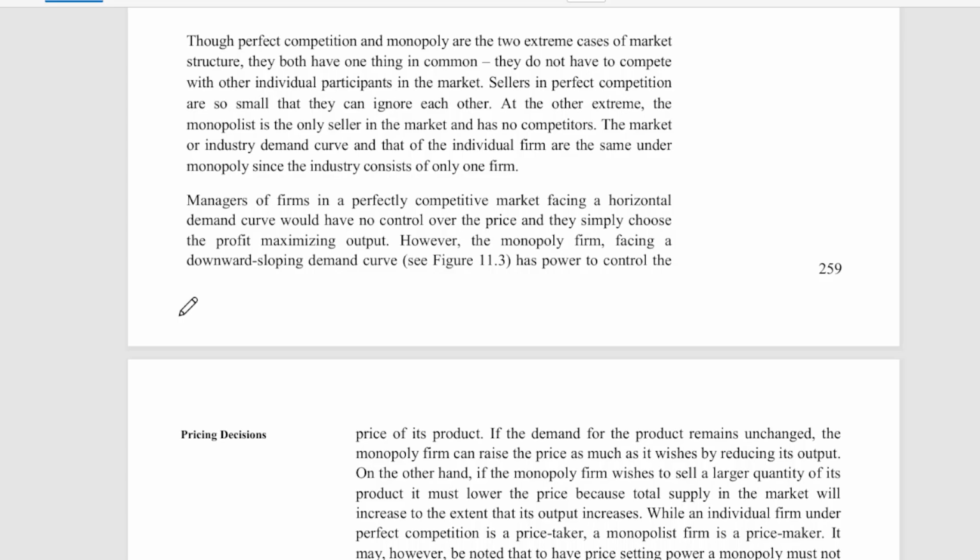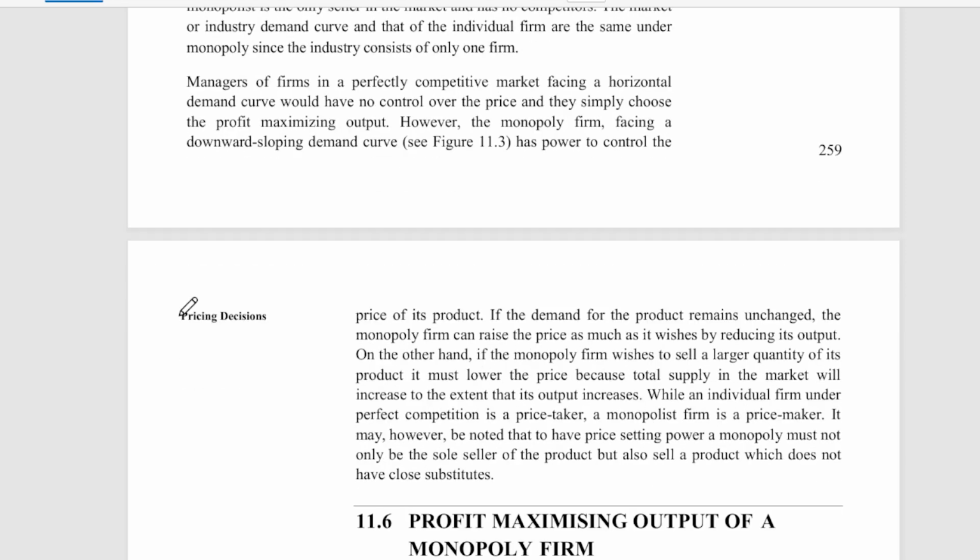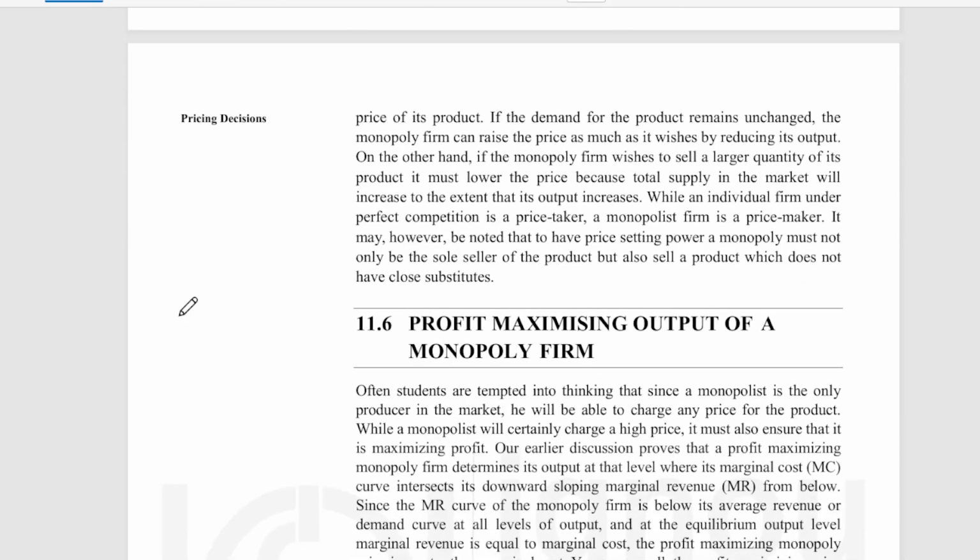The market or industry demand curve and that of the individual firm are the same under monopoly, since the industry consists of only one firm. And managers of a firm in a perfectly competitive market, facing a horizontal demand curve, would have no control over the price, and they simply choose the profit maximizing output. However, the monopoly firm facing a downward sloping demand curve has power to control the price of its product.